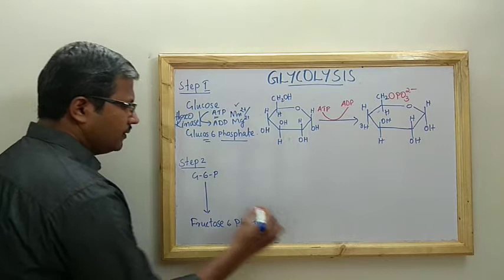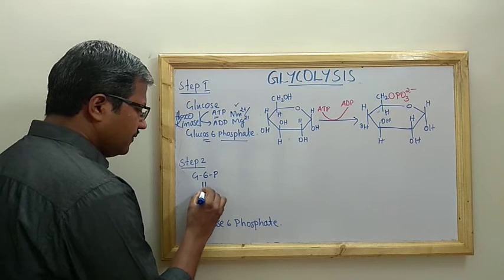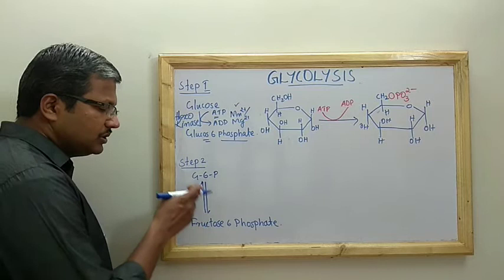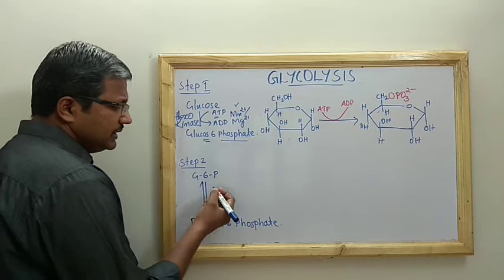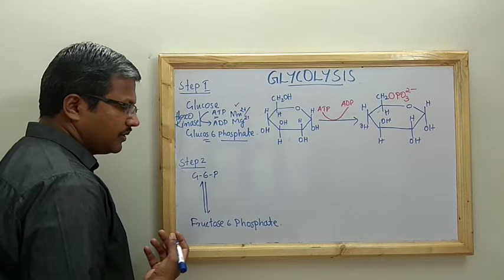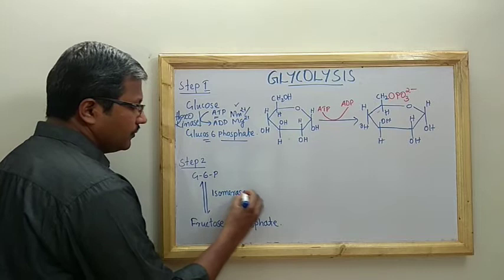This particular reaction is a reversible reaction. We can interconvert fructose 6-phosphate to glucose 6-phosphate and glucose 6-phosphate to fructose 6-phosphate. So it's a reversible reaction. What is the enzyme catalyzing? Isomerase. What kind of isomerase? It can be phosphofructoisomerase or phosphogluco-isomerase. I am just writing isomerase only. The phosphogluco-isomerase will be converting glucose 6-phosphate into fructose 6-phosphate.